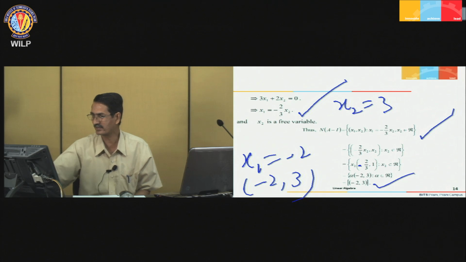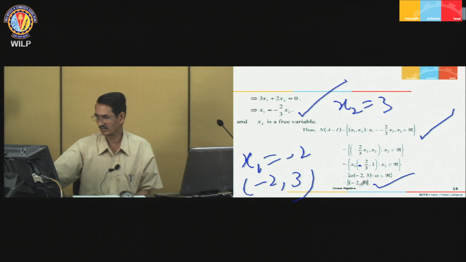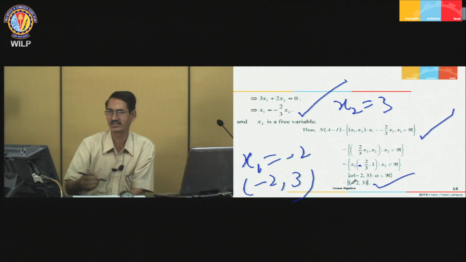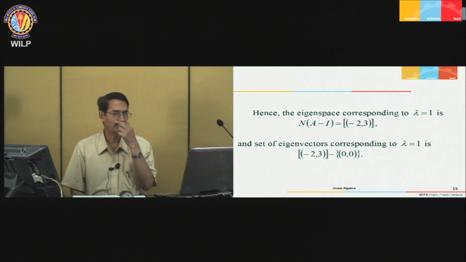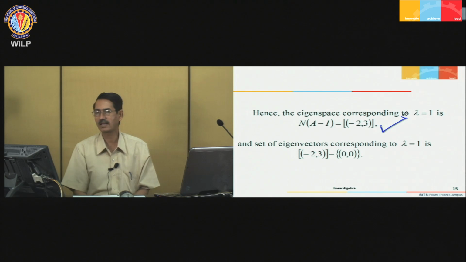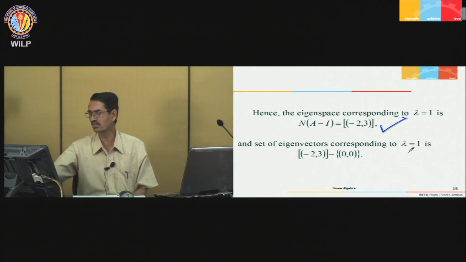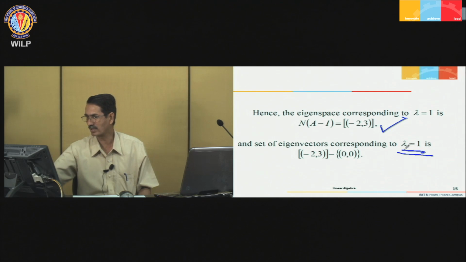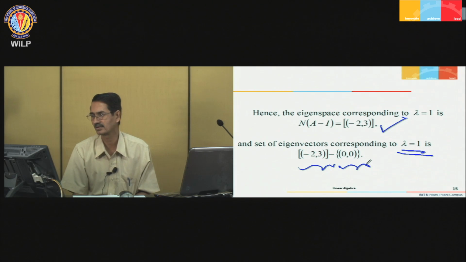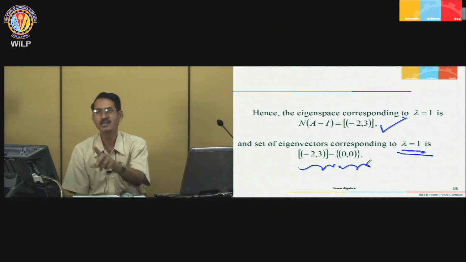And if from this eigenspace, that is, from this span of (minus 2, 3), you remove the vector (0, 0), then you will get the set of all possible eigenvectors. So, now we have seen that the null space of A minus I is the span of the vector (minus 2, 3), and the set of all possible eigenvectors corresponding to lambda equal to 1 is this span of (minus 2, 3) minus the 0 solution (0, 0). So, (minus 2, 3) is one eigenvector; multiply it by any non-zero quantity and we get another eigenvector.